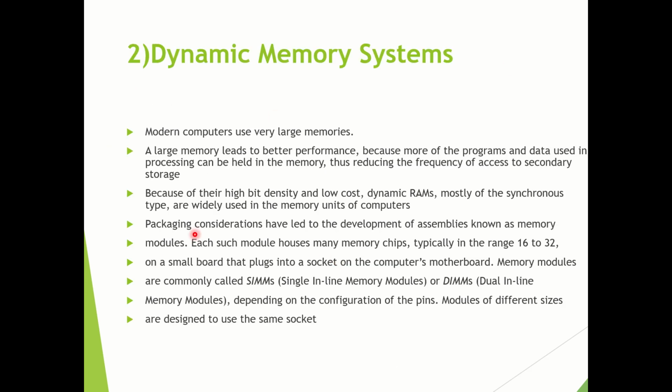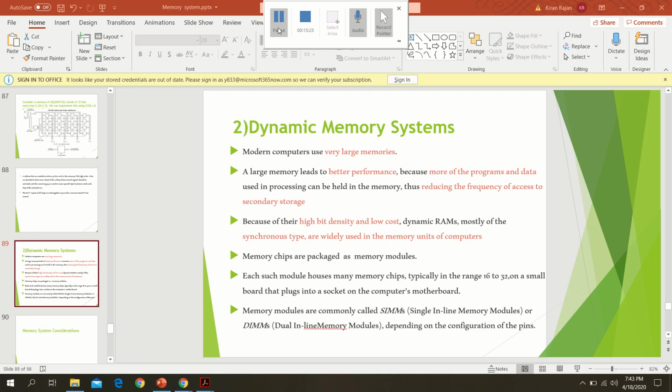So the second part we are going to discuss, as we said, is the dynamic memory system. We said that RAM can be of two types. The first one is static RAM and the second one is dynamic RAM. So now we are going to discuss the second type of RAM, that is called dynamic RAM or dynamic memory system.